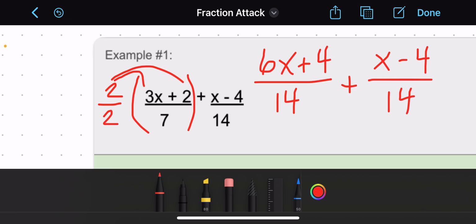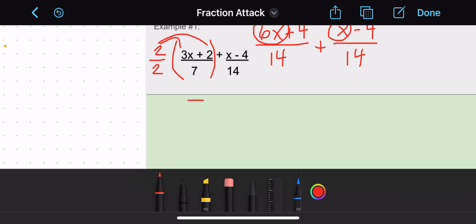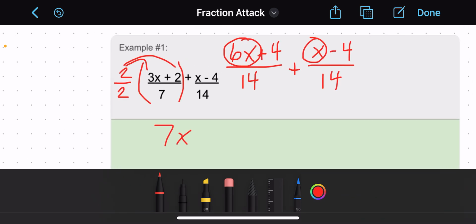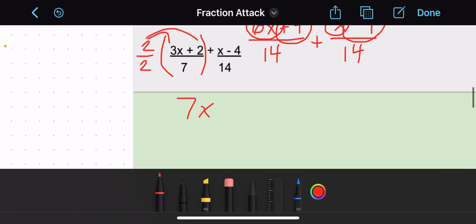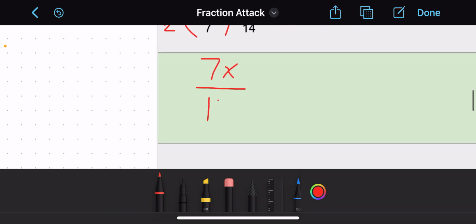And now I'm just going to add those fractions together. They have the same denominators, so I don't add the denominators, I just keep it the same. And then I'm going to add the numerators. So I have a 6x here and an x here. That can be combined for a 7x. I have a positive 4 and a negative 4. Those are going to cancel each other out, so I don't write them down. And then the denominator was 14.